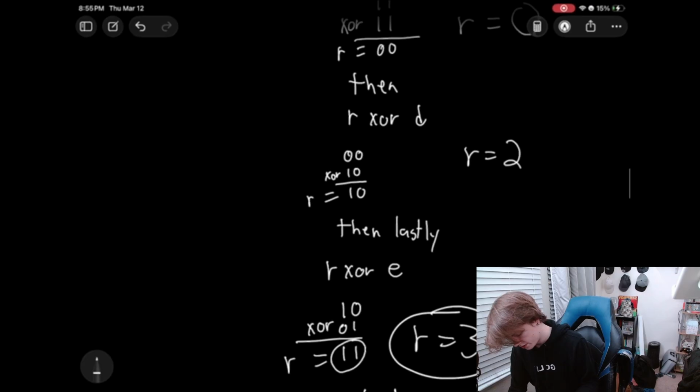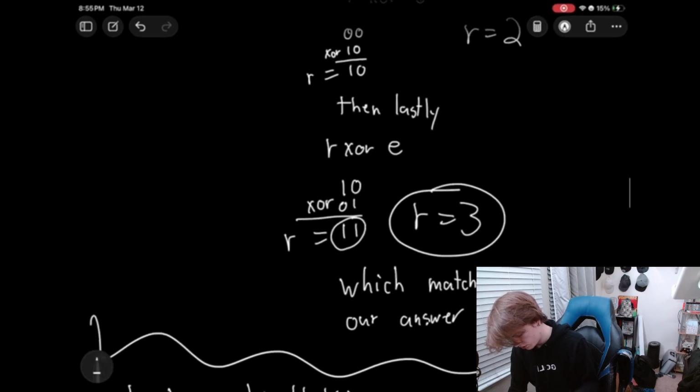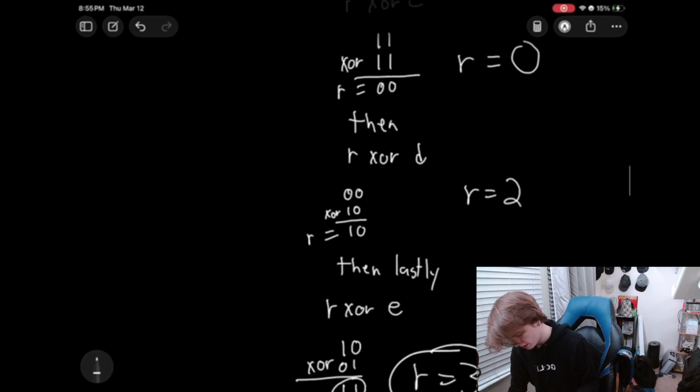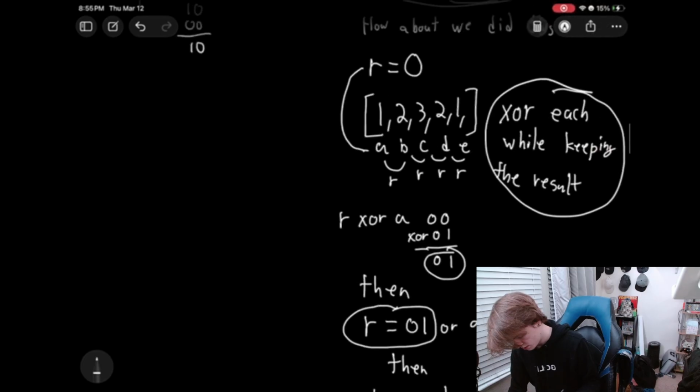So, R XOR D, just 2. And then with 2 stored, we use 2 against the last digit, which is 1. Should be 1. It is. Right here. That's E.